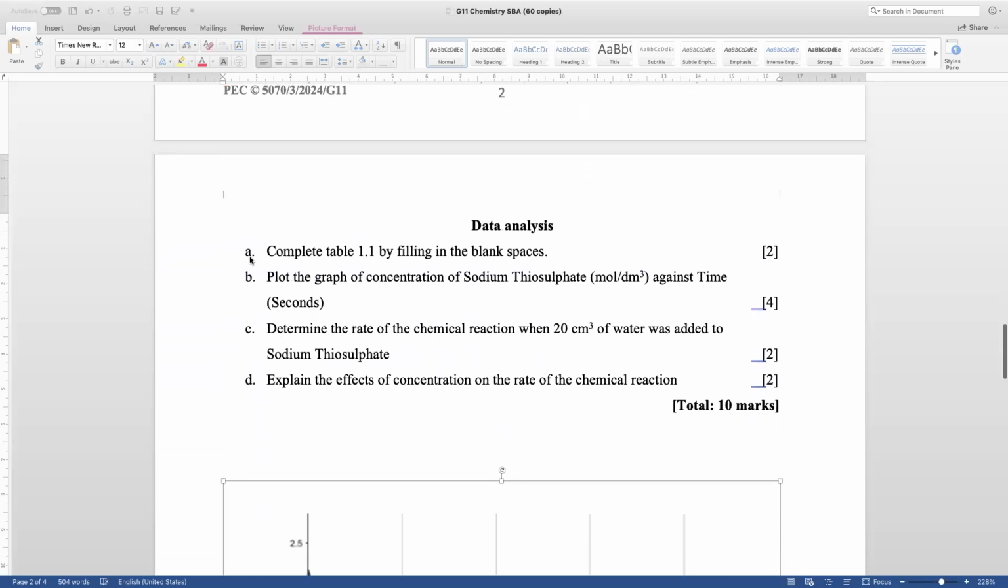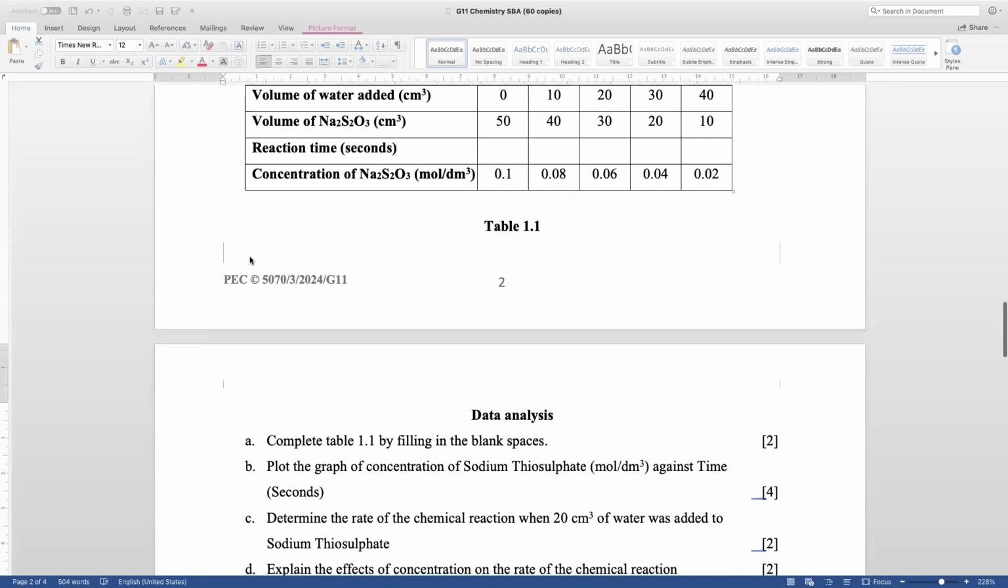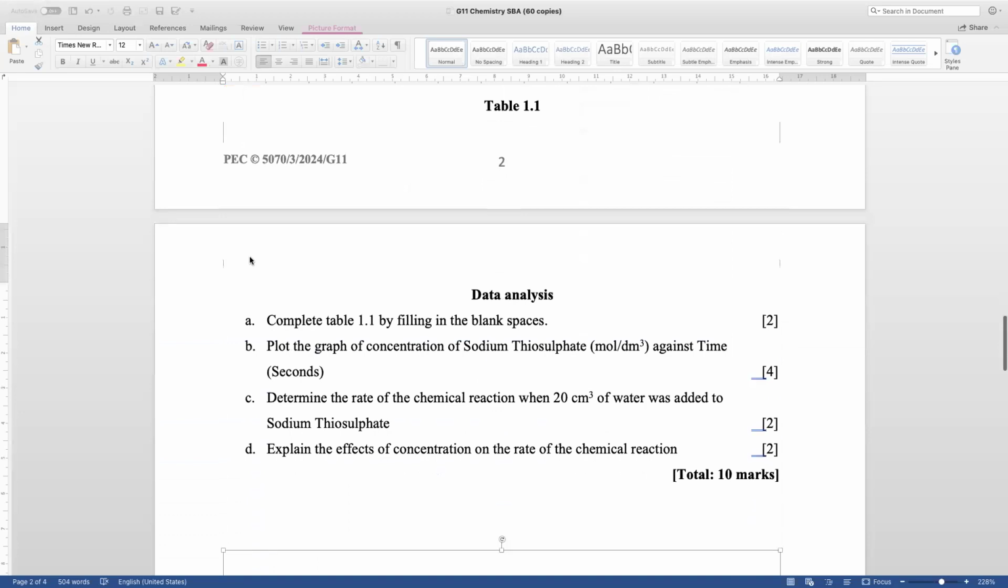Now, how do you fill up the blank spaces? You record the time. You also do the calculations I've already indicated for the concentration there. It's the plotting. It's the plotting.